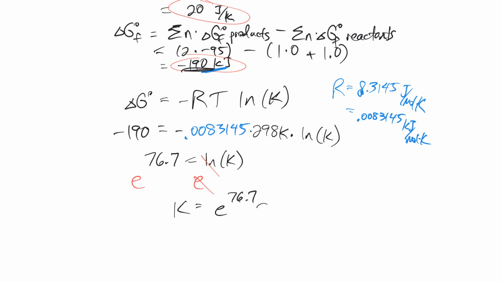Punch this into your calculator and you'll see something enormous. 2.01 times 10 to the positive 33rd. So that's a huge, huge value of K. This is a very product-favored reaction.